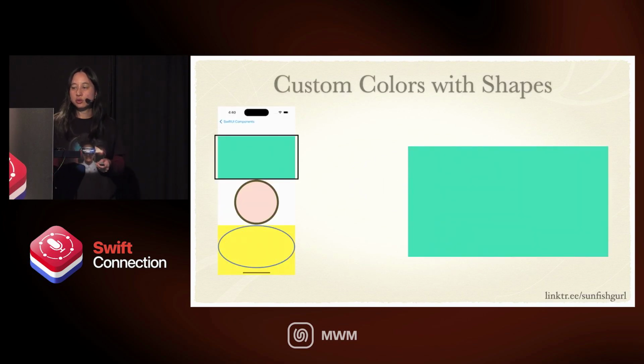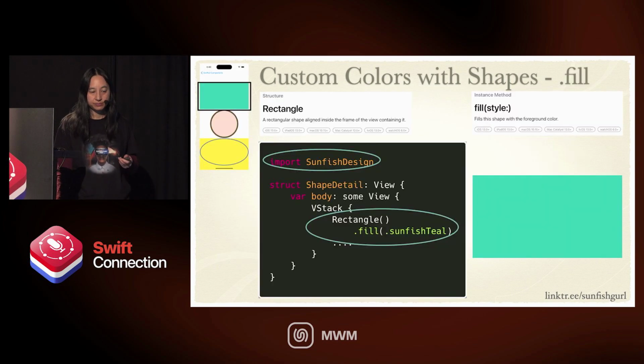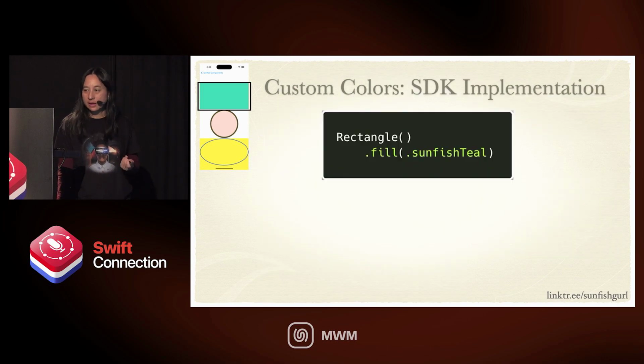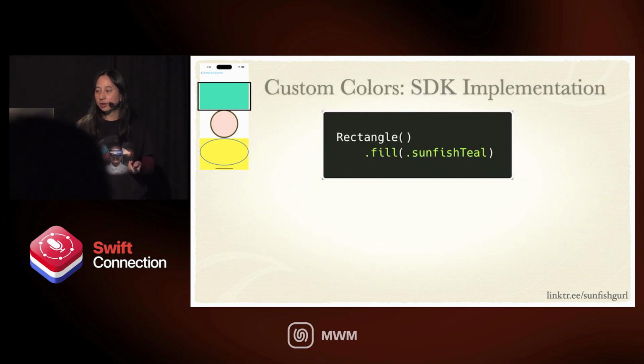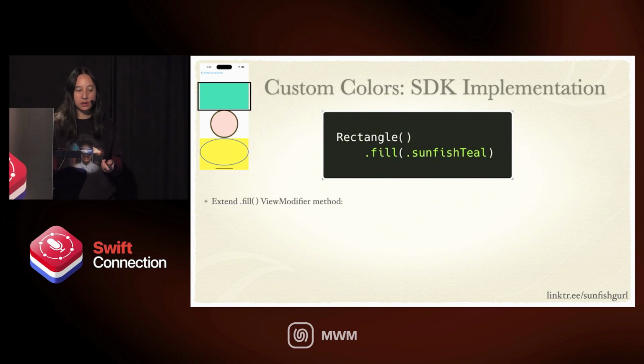So here we want to draw a rectangle and fill it with our custom teal color. So see how we use the Apple fill view modifier syntax, but we are passing in our custom color, not the standard Apple teal color. And good news, once again, all the steps we need to take have already been done.